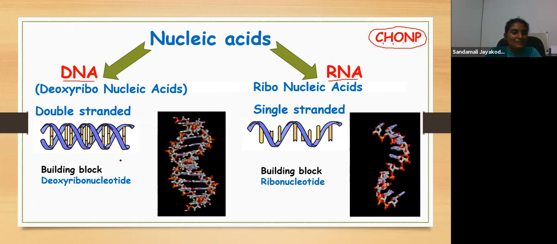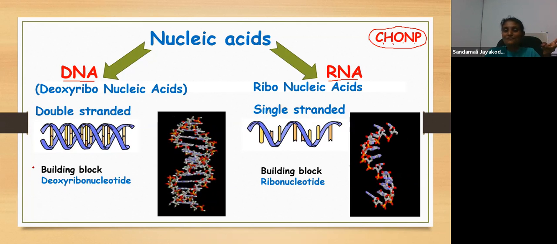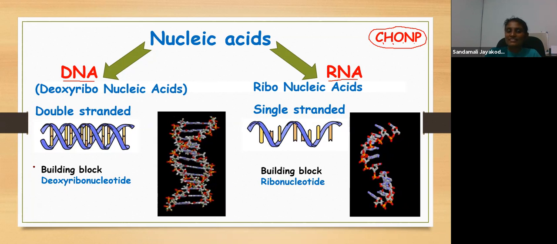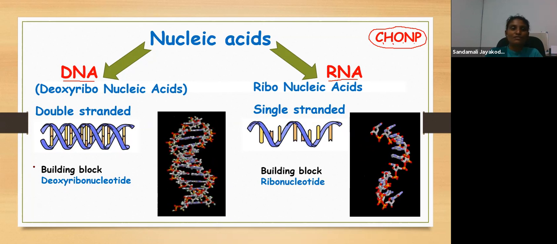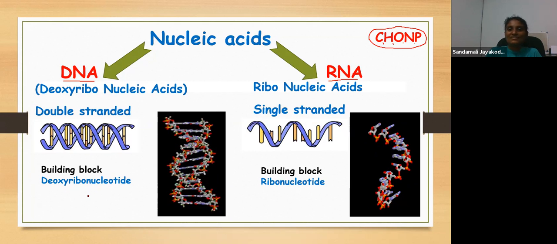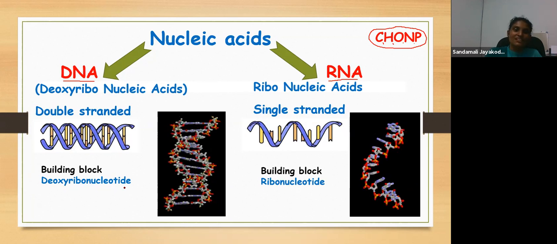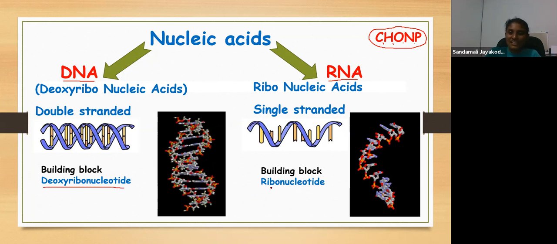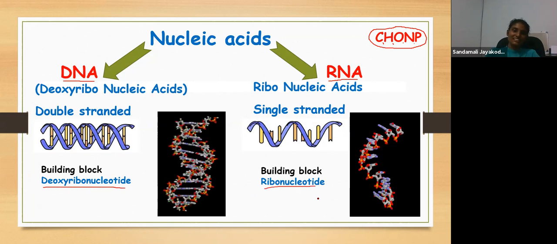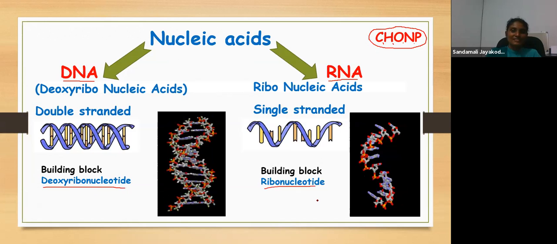So when we think about their building block, in this section we are talking about all of these 4 molecules. I told you that nucleotide is the building block of nucleic acids. Now here we are giving 2 different names for DNA and RNA separately. Here this one is deoxyribonucleotide, and for RNA it is ribonucleotide. These are the building blocks of the nucleic acids.